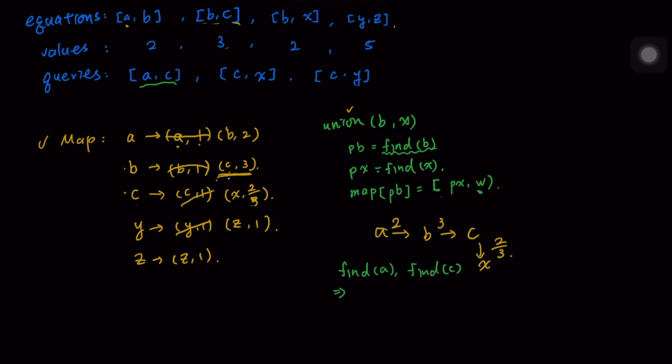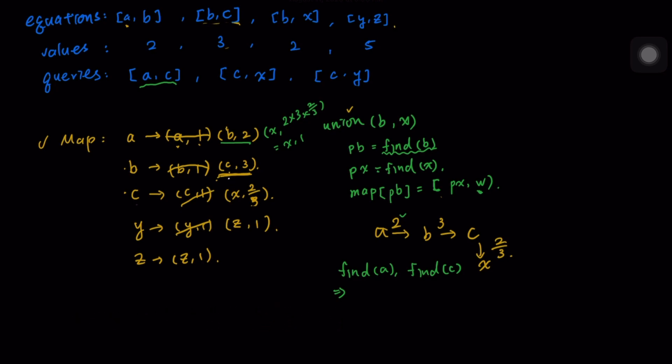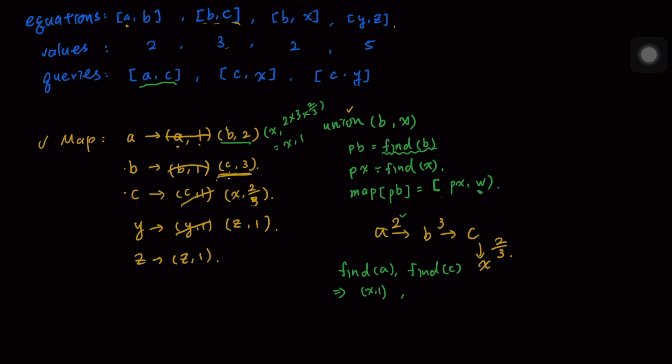Like what I just said, when I call the find function, it will update the parent node to its root parent node. So it will update to X with some multiplication. From here, it is 2 multiplied by 3 and then multiplied by 2 over 3. So that is X and 1. So find A will return X and 1, and find C will return X and 2 over 3. From the find function, we find out X equals X, so they belong to the same group.